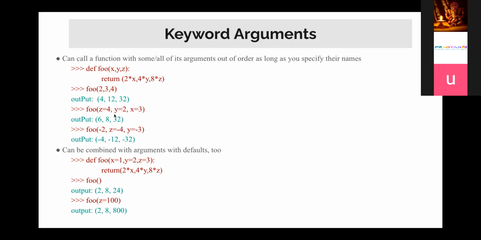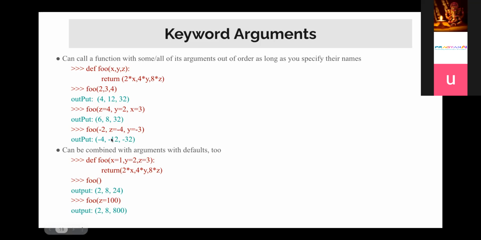Who has not understood here? Okay, if you see the second one, I'm passing z is equal to something, y is equal to something, and here I'm not mentioning. If I'm not mentioning, it's like this is the first argument value, so it will always assign to the first argument value. That is how this mapping will happen, so you should remember that.